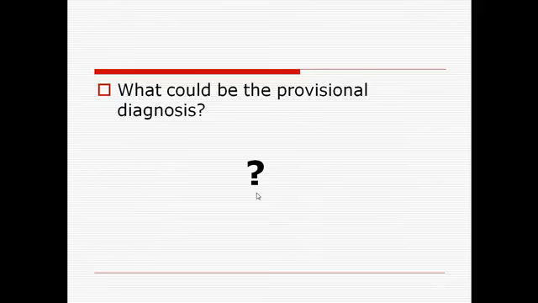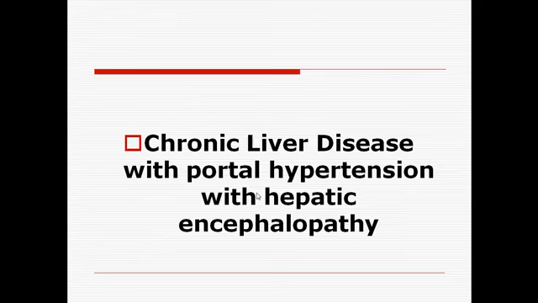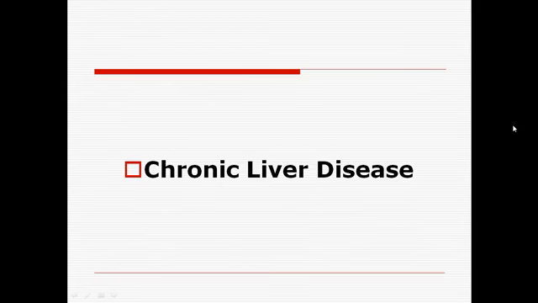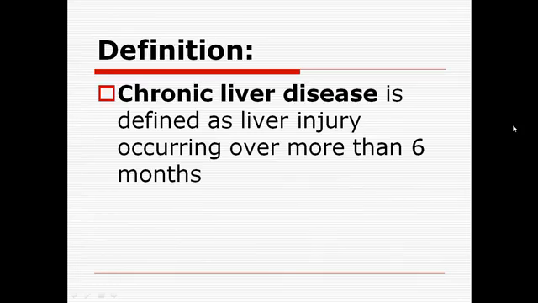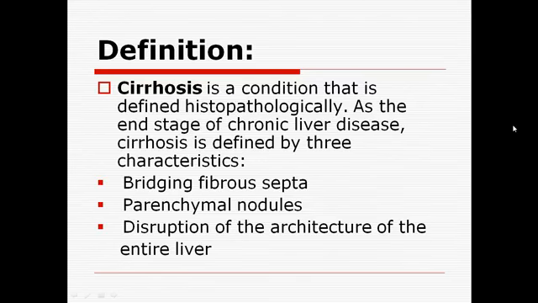So what could be the provisional diagnosis? Yes, very clear: chronic liver disease with portal hypertension with hepatic encephalopathy, etc. The main thing is chronic liver disease. Now we have a discussion on chronic liver disease. Chronic liver disease is defined as a liver injury occurring over more than 6 months. Cirrhosis is a condition that is defined histopathologically as the end stage of chronic liver disease.